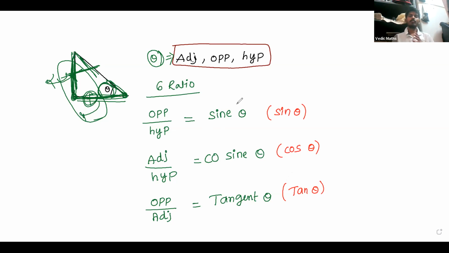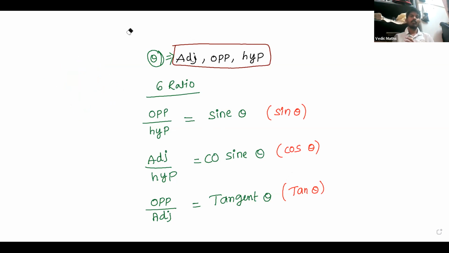So let us trace out the remaining three combinations. The other three combinations come out by taking the reciprocal of the given values. Suppose if you take the reciprocal of this one, then hypotenuse by adjacent will come. Then its name is given as secant. Secant.